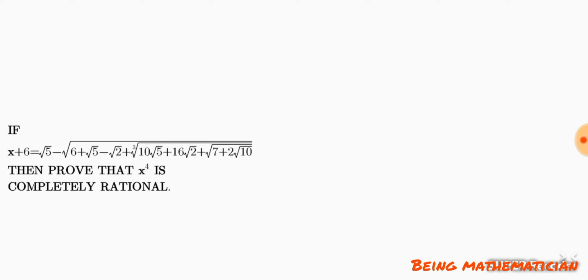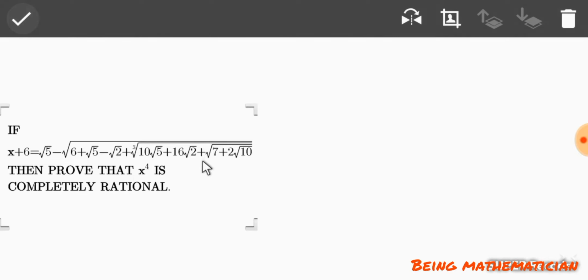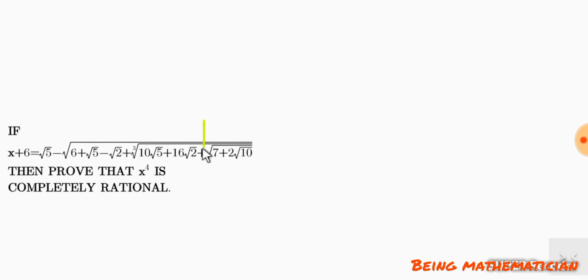Let's start the solution of question number 4. First of all, we have to calculate this part of the sum, that is the square root of 7 plus 2 root 10. Let's simplify the square root of 7 plus 2 root 10.